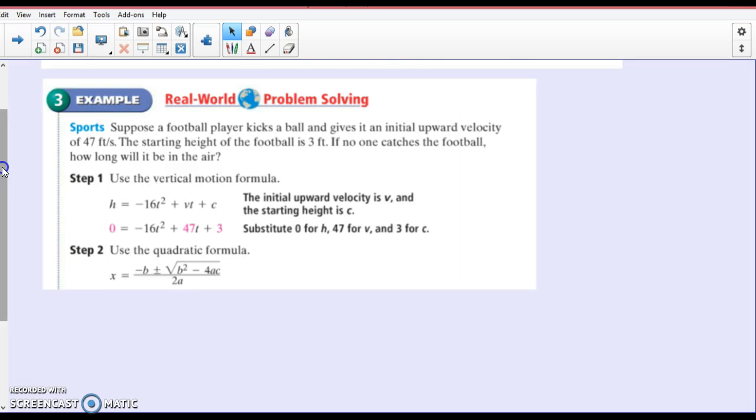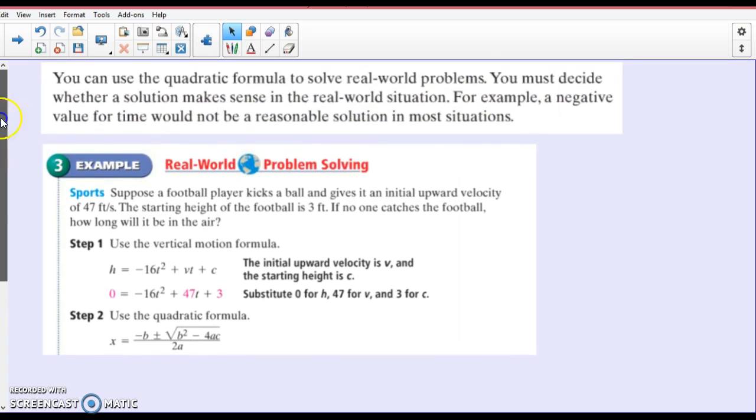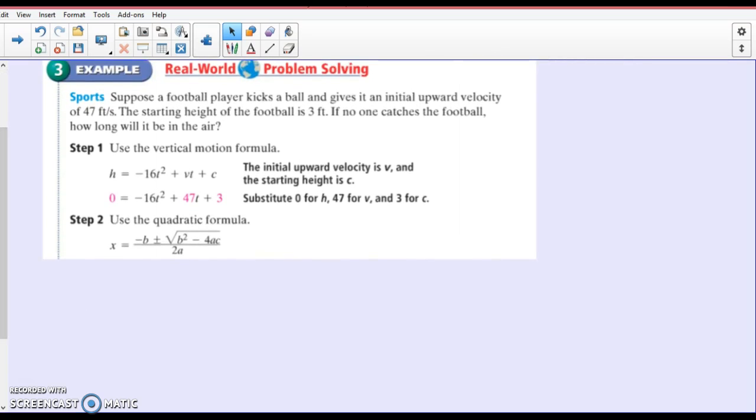Now, when you are doing these problems, we are going to plug in the appropriate values. Now, it says the initial upward velocity is 47, so that goes in for v. The starting height is 3. And it says, if no one catches the football, how long will it be in the air?